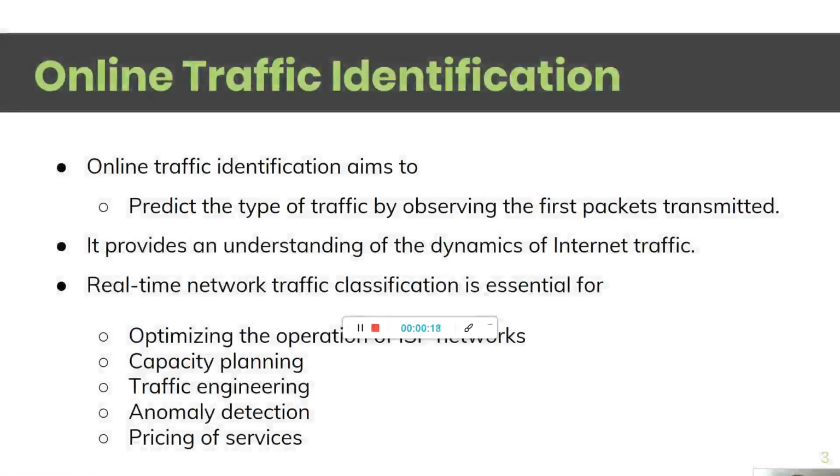For online traffic identification, the goal is to be able to identify the type of application that a flow represents using the first few packets of that flow. This is useful for modern networks in optimizing the operations of the networks and providing other services such as capacity planning, traffic engineering, and anomaly detection.